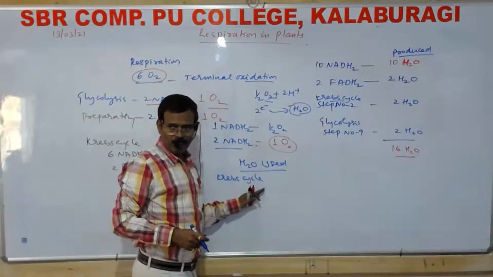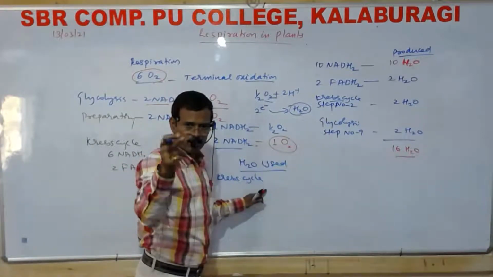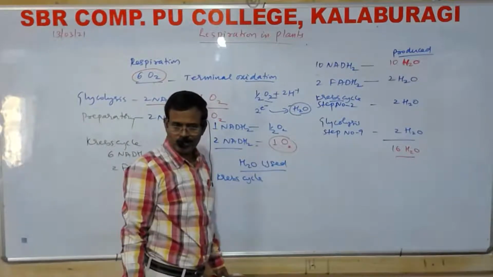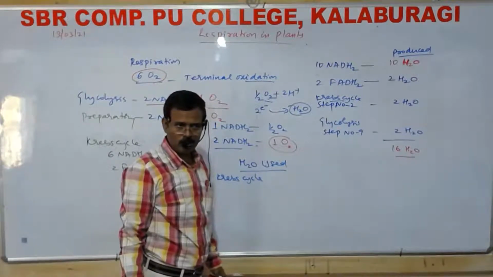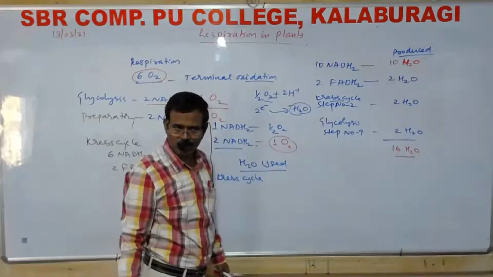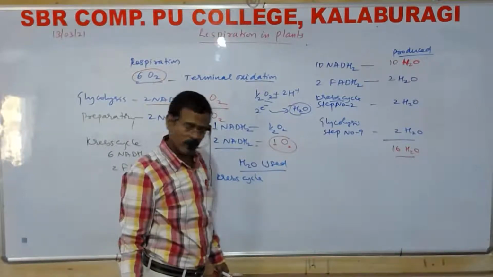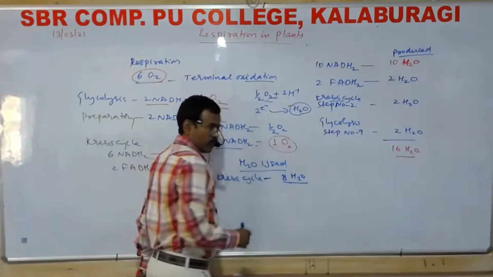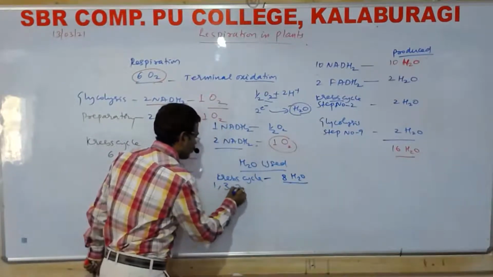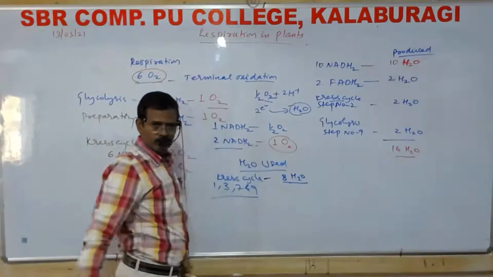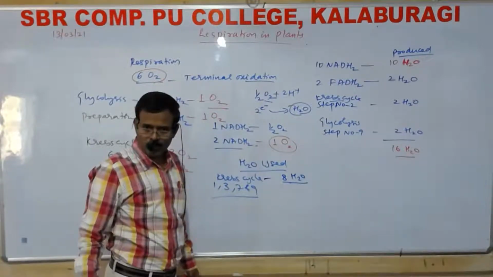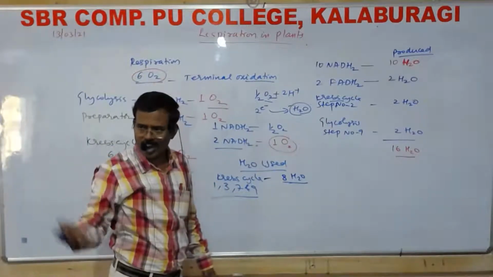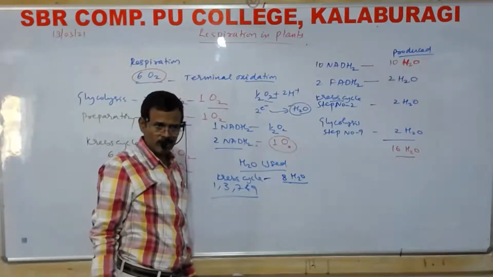See, in the Krebs cycle, step number 1, step number 3, step number 7, step number 9. In one turn, 4 water molecules are used. After 2 turns, how many water molecules used? 8 water molecules used. Step number 1, 3, 7, and 9. One turn, 4 used. After 2 turns, how many? 8 water molecules used. Okay.